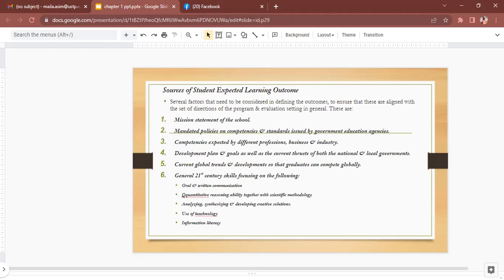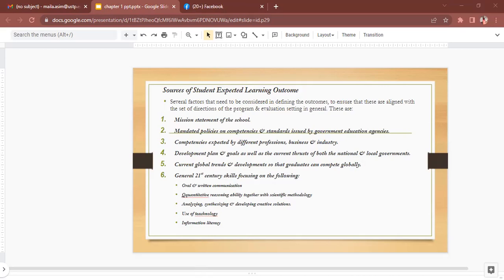Okay, next is the sources of student expected learning outcome. What are the different sources of expected learning outcome? So there are several factors that need to be considered in defining the outcomes, and of course, to ensure that these are aligned with the set of directions given sa atong program, given sa atong syllabus. So first and foremost, unsay mga sources sa student expected, these are the mission statement of the school.